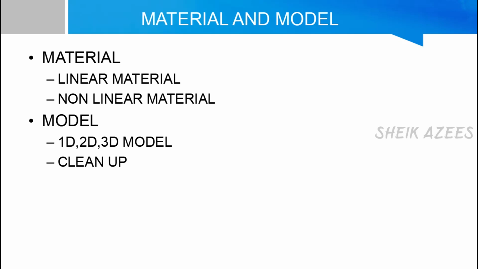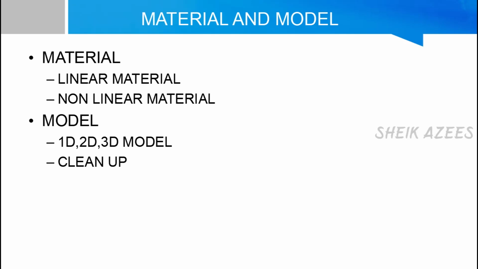Then for the model, we go for 1D, 2D and 3D models. We have already done some modeling in software like Creo and CATIA. When importing a model from formats like STEP and IGES, after importing we have to clean up the model, for example removing unwanted holes and unwanted fillets. Only then we perform the meshing method. I can explain that clearly while importing the model. Okay, these are the basics of material and model.